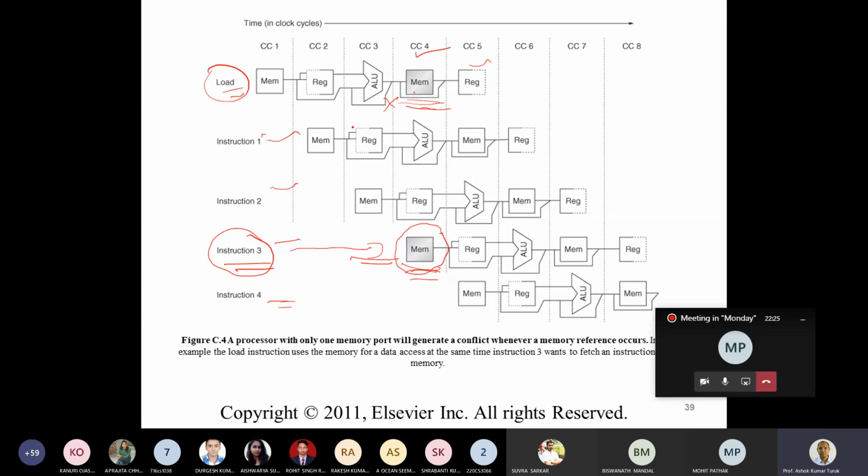If you stall instruction 3, the load instruction proceeds to execution, and in the next clock cycle the memory is available and the instruction can fetch and start executing.